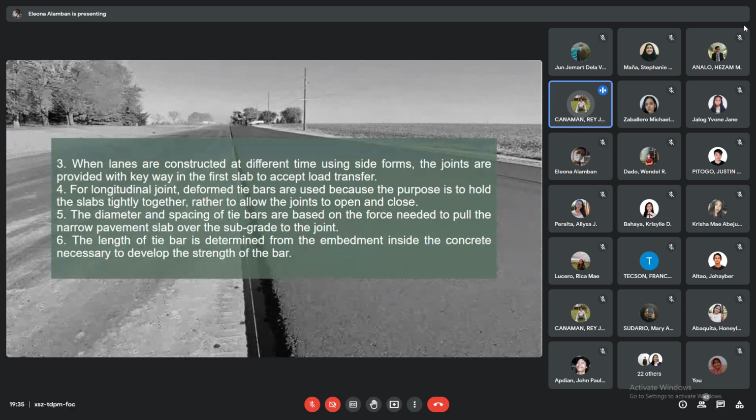Third is when lanes are constructed at different times using side forms, the joints are provided with a keyway in the first slab to accept load transfer. And the fourth is for longitudinal joints, deformed tie bars are used because the purpose is to hold these slabs tightly together rather than allow the joints to open and close. Then fifth is the diameter and spacing of the tie bars based on the force needed to pull the narrow pavement slab over the subgrade to the joint. And lastly, the length of the tie bar is determined from the embedment inside the concrete necessary to develop the strength of the bar.